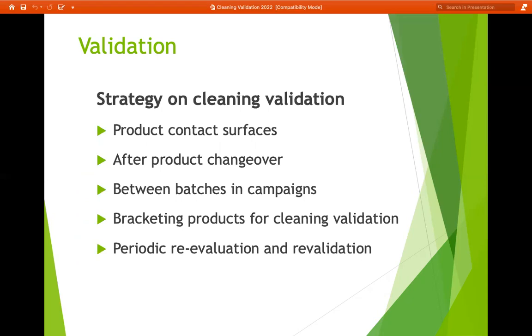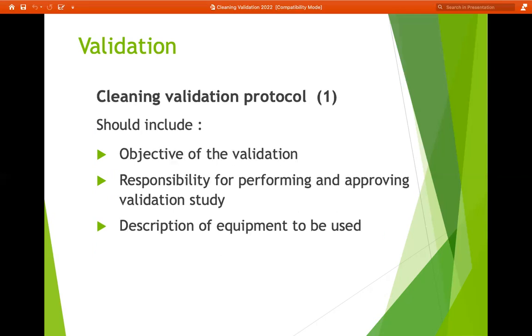Validation strategies for cleaning validation. Product contact surfaces we have to consider. After product changeovers, we have to consider cleaning validation. Between batches in campaigns, we have to consider cleaning validation. Bracketing products for cleaning validation, periodic re-evaluation and validation. Now, bracketing products means grouping the products for cleaning validation, meaning similar category products, similar kinds of molecules, similar procedures with similar molecules. These we can bracket for cleaning validation.